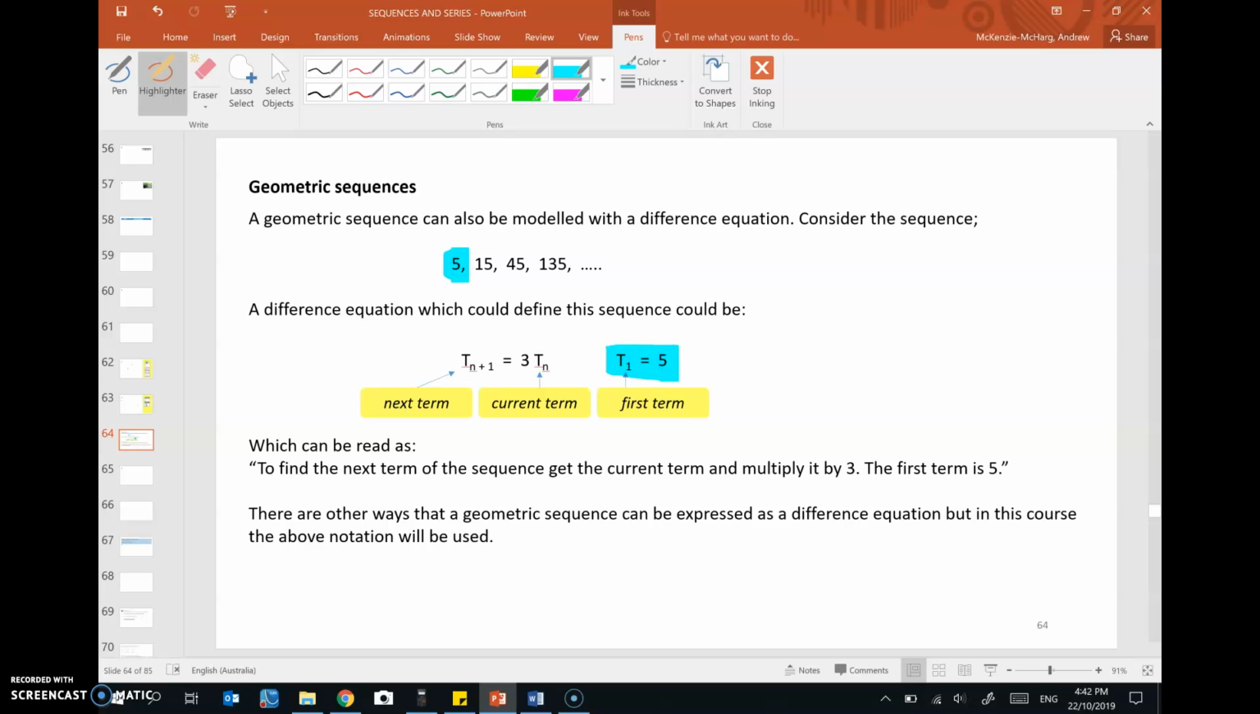Now of course with a geometric sequence, we have a common ratio between terms. So you can see that to get from one term to the next here, we're multiplying by 3 each time. So down here, we'll reflect that by multiplying the current term by 3 to get to the next term. So we always have a number multiplying by the current term, rather than adding or subtracting from it as we did in arithmetic sequences.